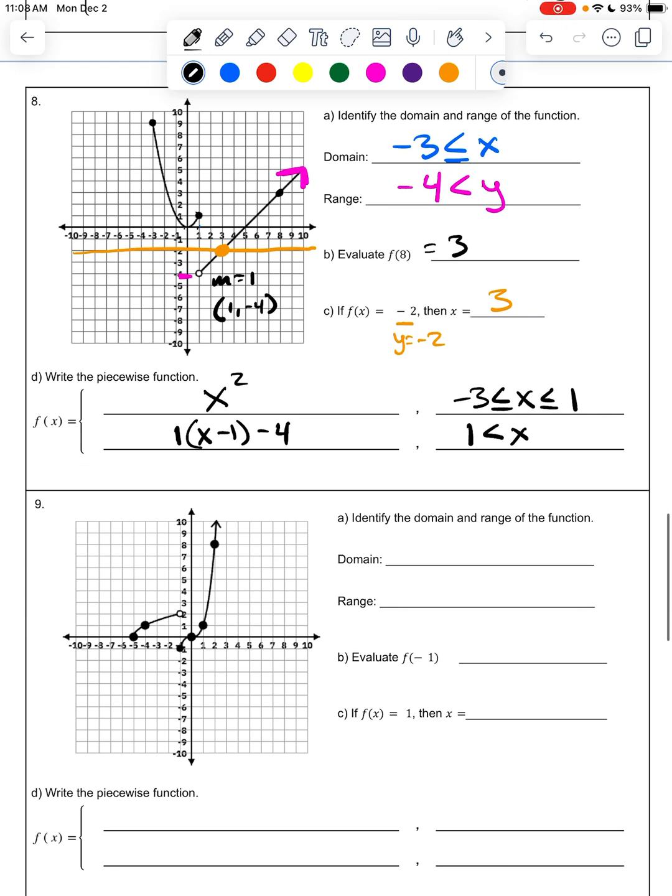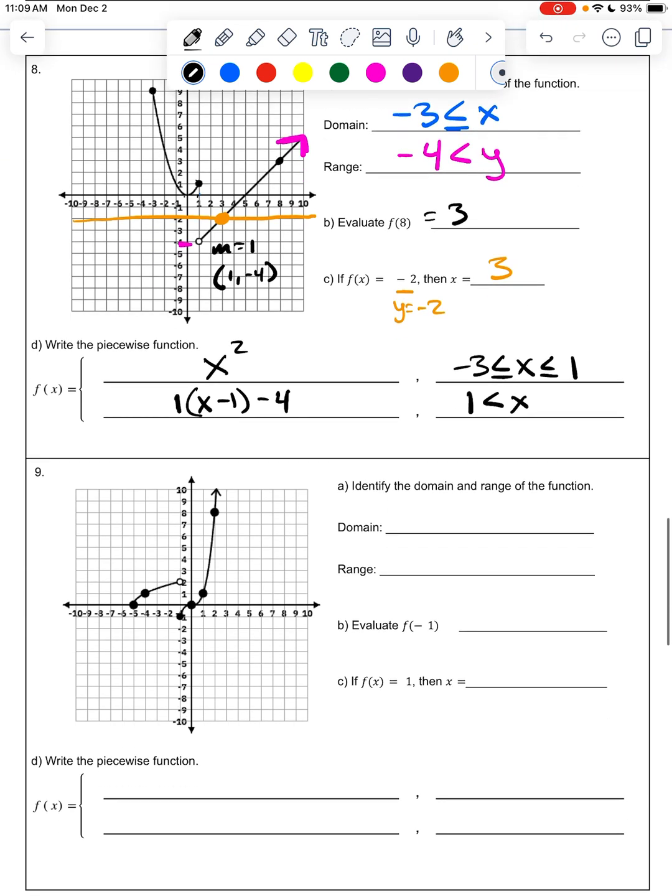Number 9, domain and range, same idea. Domain here is -5 is less than or equal to x. And because the first piece ends at x equals 1, but the second piece starts at x equals 1, right here we see that it just jumps. There's no break in the x value. There's no x value in there where there's no function. And there's an arrow on the right-hand side. It goes on forever. So I could put less than infinity, but I'm going to not.